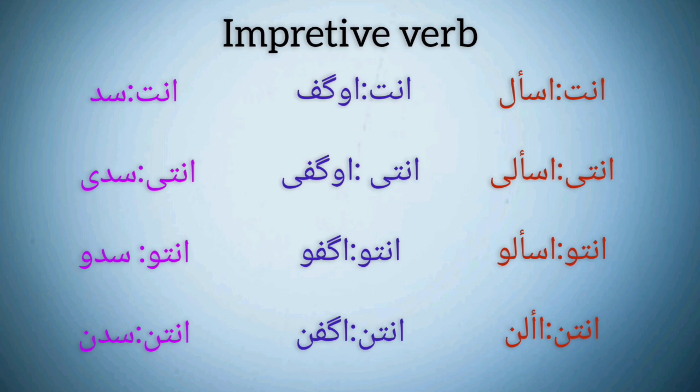Then we got it that for making imperative verbs in Arabic, we have to look at the root of the verbs, the second person imperative verbs. With knowing this, we can make imperative verbs for anybody. This is the easiest way to make imperative verbs in Arabic.